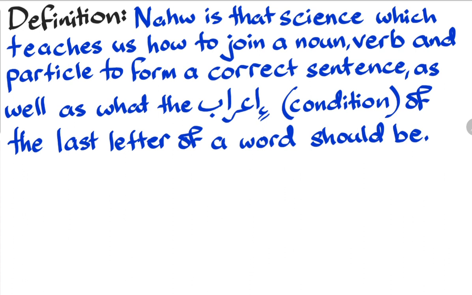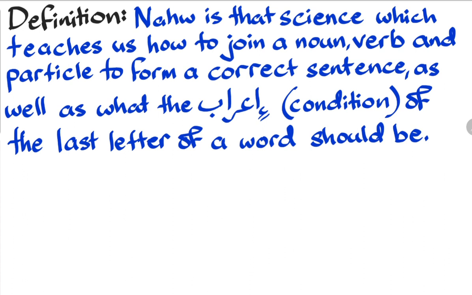Because in Arabic, last letters of words have conditions and they get harakat or diacritical marks based on their position in a sentence. So along with teaching you how to form that correct sentence in Arabic, Nahu also teaches you how to observe every word in its rightful position and put that harakah on its last letter in accordance with the position it's enjoying in that very sentence. So two objectives.